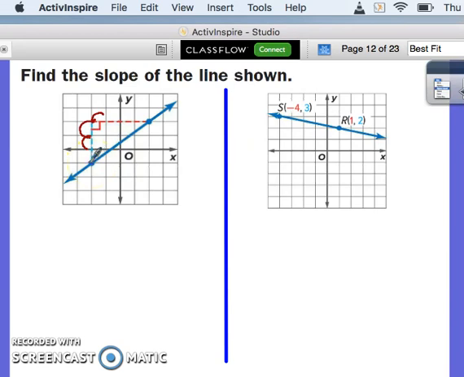So I'm going to go up how many? So I go up 1, 2, 3. I go up 3. So that's 3 over. And how many do I go to the right? 1, 2, 3, 4. So 3 over 4.